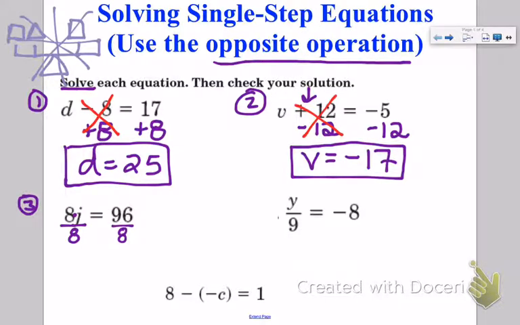So remember, when we see a coefficient or a number being multiplied by a variable, to undo that, we have to use division. Once we divide 8j divided by 8, those 8's are going to cancel out, and we get to our goal of getting j by itself. Then we do 96 divided by 8, and that will give us 12.